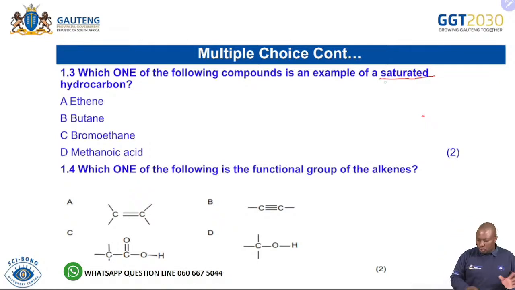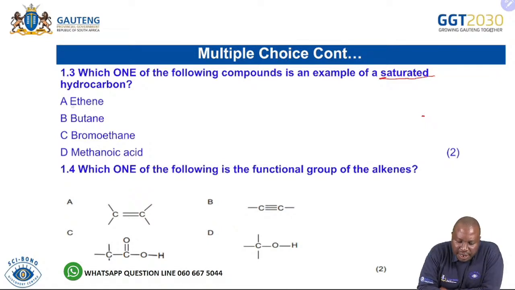So you are able to understand that. So we're saying saturated, there must be single covalent bond between carbon atoms. So you know that we're looking for single. Now, obviously, ethene is not single bond, it's not saturated, it's unsaturated because it's an alkene. Butane, yes, it can be the answer. Bromoethane, yes, can be. Methanoic acid, it's not a hydrocarbon, this one. This one is a haloalkane.